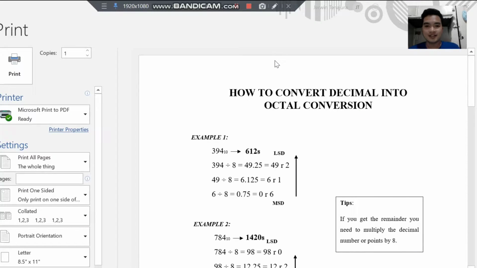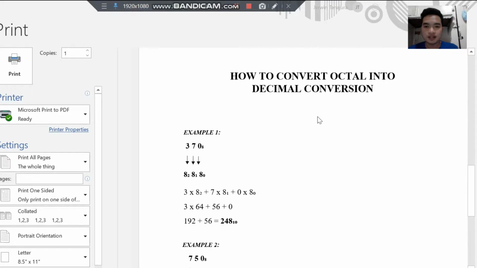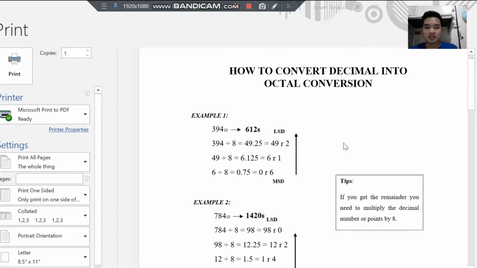Hi guys, I'm Jerwin and today I will make a tutorial on how to convert a decimal into an octal conversion and how to convert octal into a decimal conversion. Okay, and these are my examples.